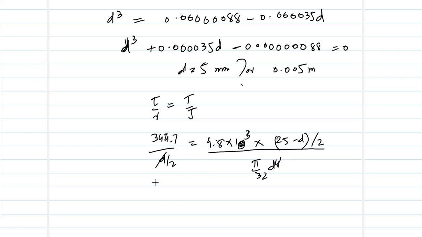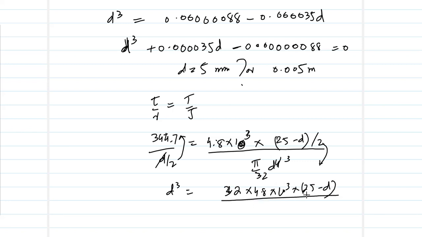Clear? Now I'm using the units. So d cube is equal to, now if this 2 goes here and this 2 goes up, so d cube will be equal to, just write it again so there will be no confusion at all. So 32 into 4.8 into 10 to power 3 into 25 minus d, divided by 4 into 344.7 into pi.